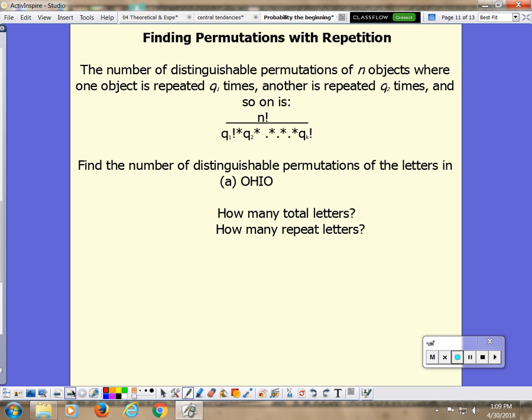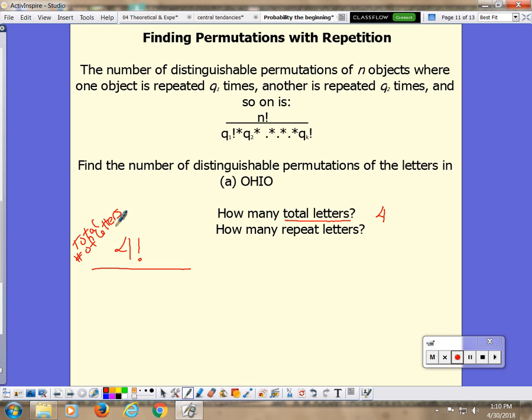So the first thing you need to do is look at the word and count up how many total letters there are. Well, in Ohio, there are 4. And then how many of those letters repeat? Well, O repeats. Make a mental note of that, because how we're going to write this is like this. We're going to start with 4 factorial. So on top we have the total number of letters. That's what's on top.